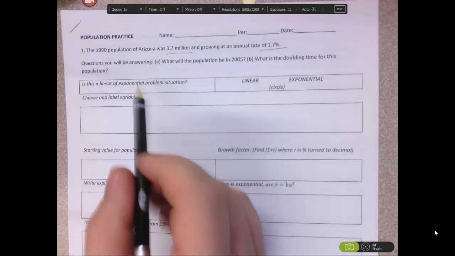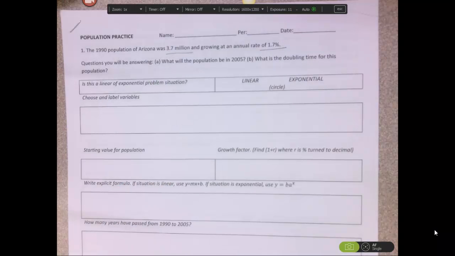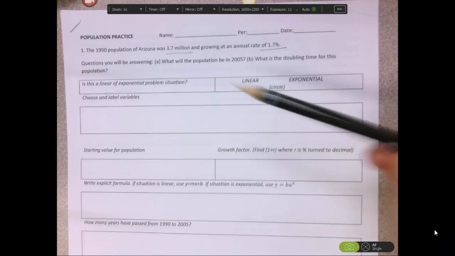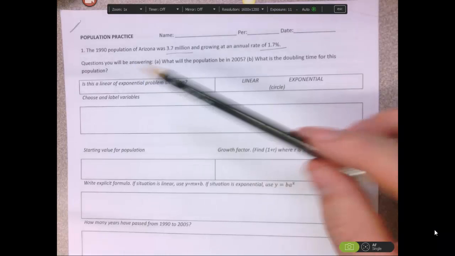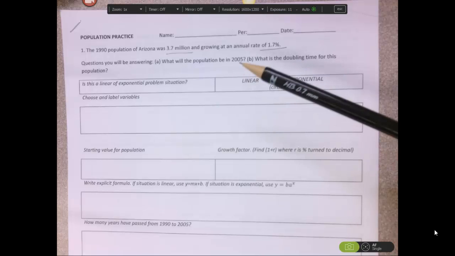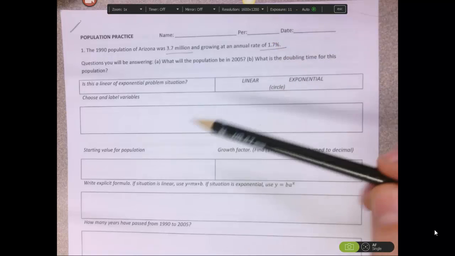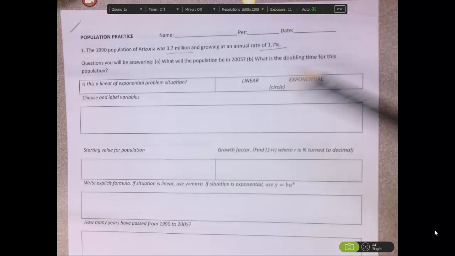Okay, so we've got two questions that we're going to be answering. What will the population be in 2005? And what is the doubling time for this population? So we're looking at, I start with 3.7 million in 1990. We want to know at this rate, if I grow at 1.7% a year, what I'm going to end up with. Second thing, doubling time for this population.